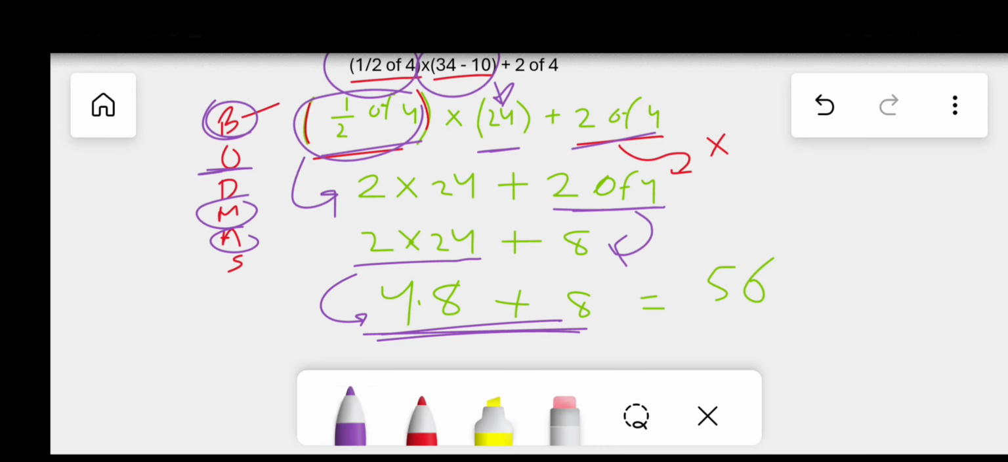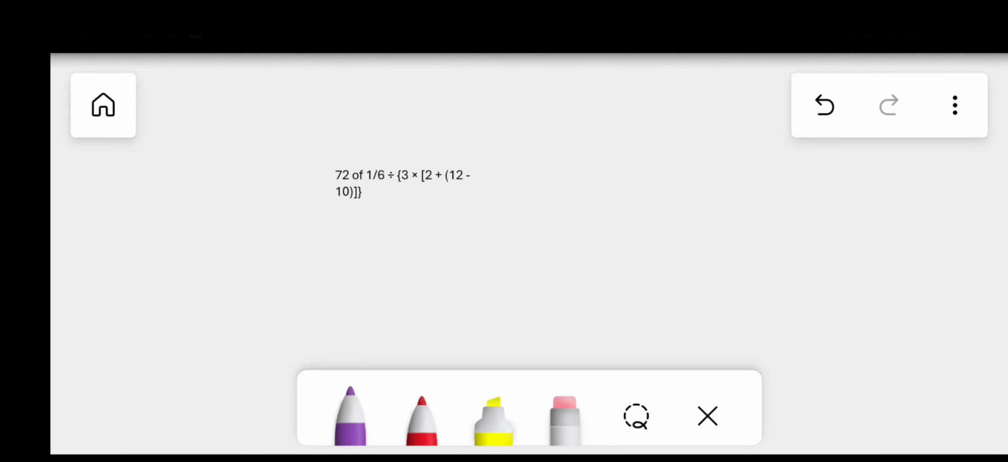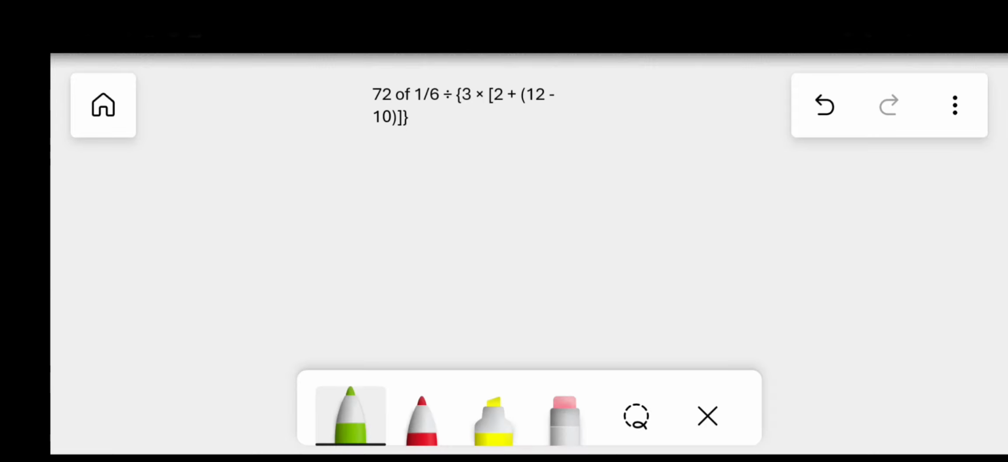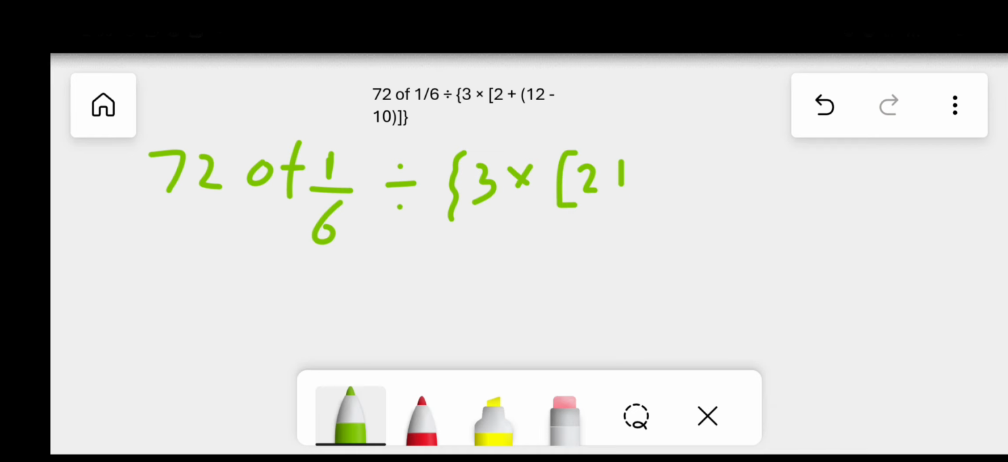Okay, I hope this question is clear to you. So let's go to another huge big problem to make this concept your forever friend. Okay, so let me rewrite this question once. 72 of 1 by 6 divided by, curly bracket starts, 3 multiply, square bracket starts, 2 plus, round bracket starts, 12 minus 10.